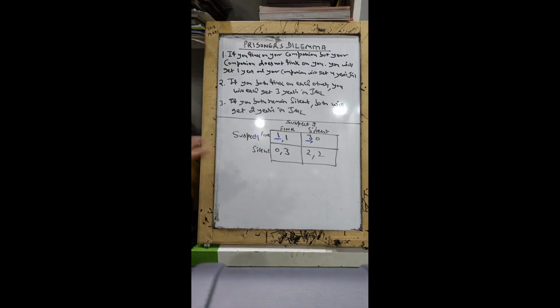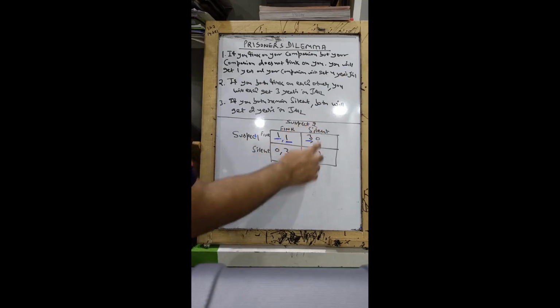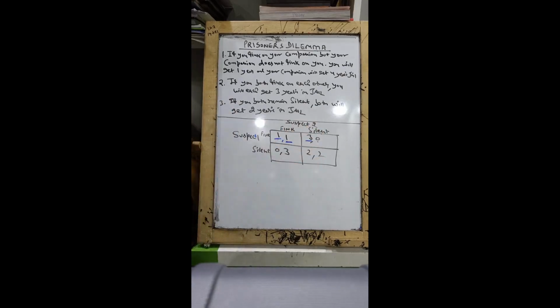Now we will play this game in reverse. Suppose suspect 2 thinks that suspect 1 is gonna think. Now suspect 2 has to decide whether he should be thinking or remaining silent. If he thinks, 1 year of freedom. If he remains silent, 0. So he's gonna think. Now again suspect 2 thinks that suspect 1 is going to remain silent. Now suspect 2 needs to decide whether he wants to think, that's 3, or whether he wants to remain silent, that is 2. So 3 does make sense to us.